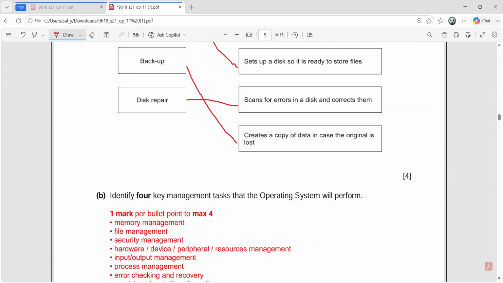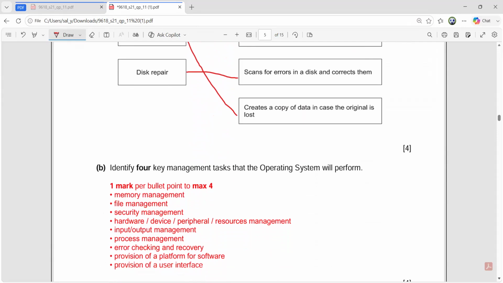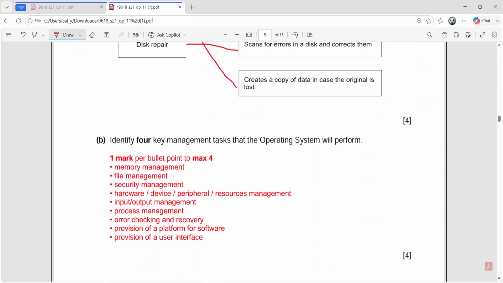Identify 4 key management tasks that the operating system will perform. Now, what are the key tasks? Now, there are 4 marks to be awarded for writing down 4 valid points. Memory management, file management, security management, hardware management, input and output management, process management, error checking and recovery, provision of a platform for software to run properly, provision of a user interface. So out of these, any 4 points written properly in just identification, no discussion or description is needed here, you will be awarded 4 out of 4.